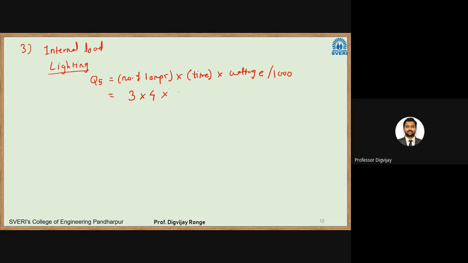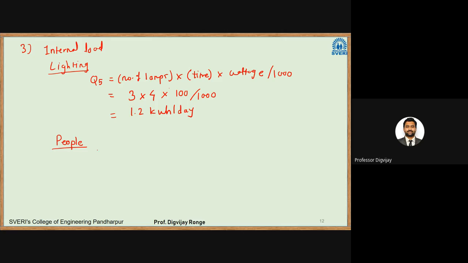Capacity for each bulb or the light tube, it is 100 watt we have taken and divided by 1000. So this is a very straightforward calculation. 3 into 4, that is 12, into 0.1, so that will be 1.2 kilowatt hour per day. Okay, so this will be lighting load. The second will be people load.